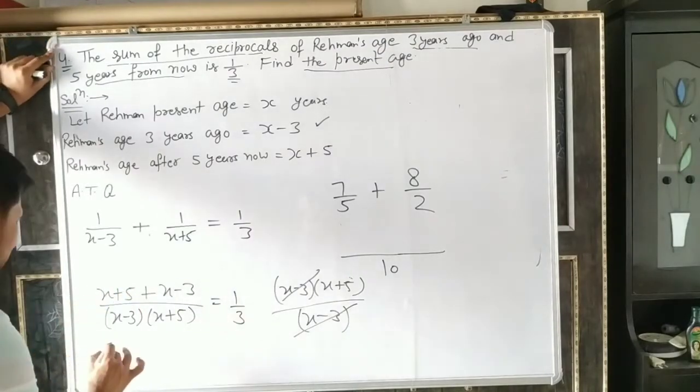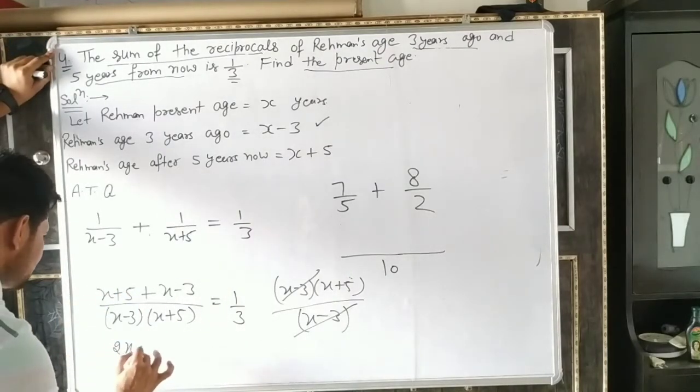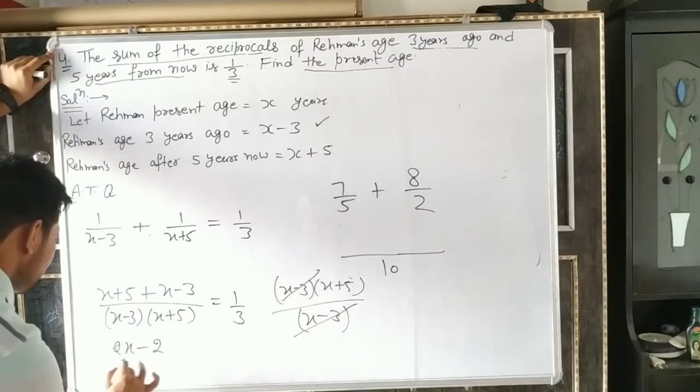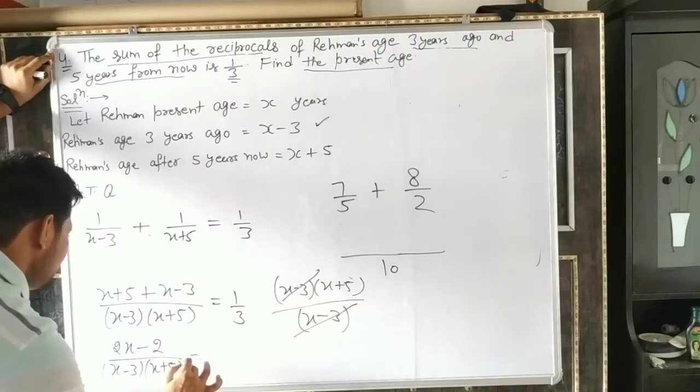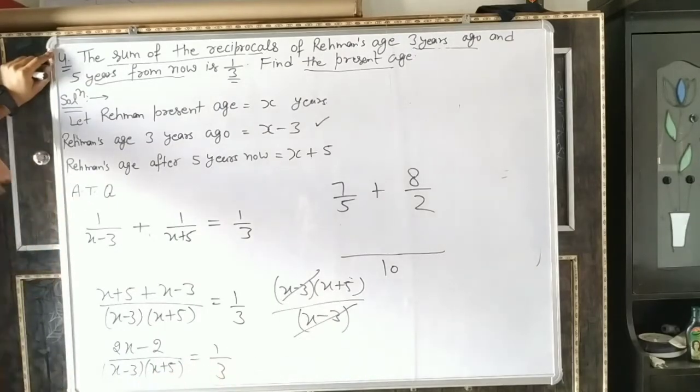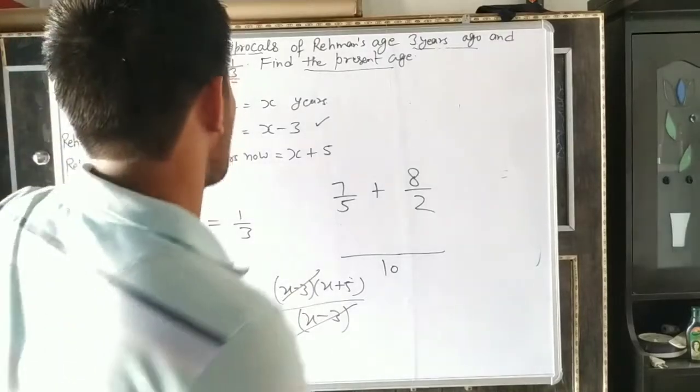x plus x, 2x. 5 minus 3, 2. Now it is x minus 3, dear, and it is x plus 5, equal to 1 upon 3. Now what will we do?